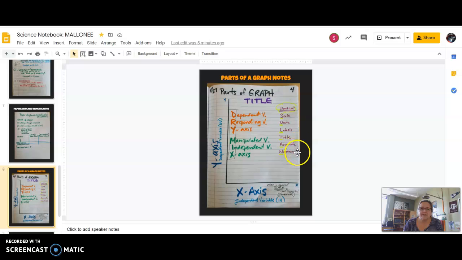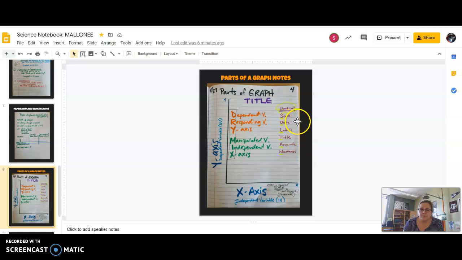Yeah, obviously your graph needs to be neat because if it's messy, no one can read it. And the whole point of a graph is to convey information. And then obviously your graph needs to be accurate. It means you need to be very careful in plotting your points and drawing your lines so that it represents true facts.